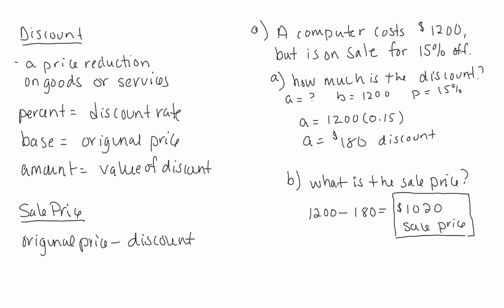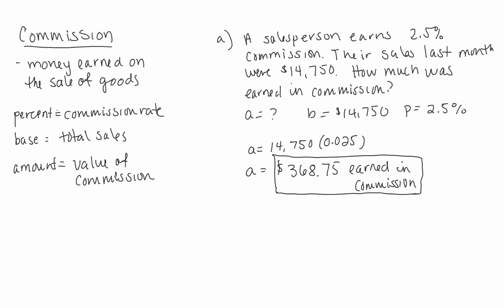We did examples, and then we finally got to commission. Commission is money earned on sales of goods. So the percent is the commission rate, the base is the total sales, and the amount is the value of the commission. Okay. So that's another aspect of problem solving with percent. So we've already looked at problem solving in general, where we had those really generic statements like, what is 12% of 52? Then we kind of upped the ante and we looked at problem solving with word problems where we had little stories behind them. And so then we did this section right here. We also talked about percent of increase, percent of decrease. But then for this video, we did the sales tax, the discount, and the commission.